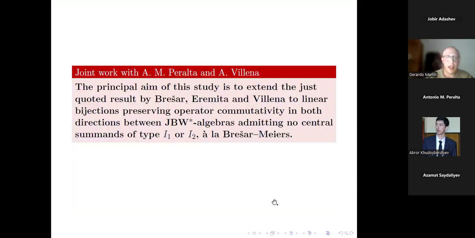Now, the principal aim of this study, a joint work with Antonio Peralta and Armando Villena, a study that has already been published, is to extend the quoted result by Bresar, Eremita, and Villena to linear bijections preserving operator commutativity in both directions between GB-star algebras admitting no central summands of type I1, I2, à la Bresar-Myers.